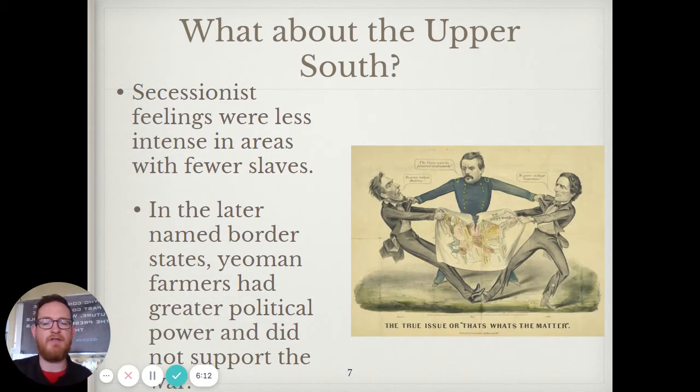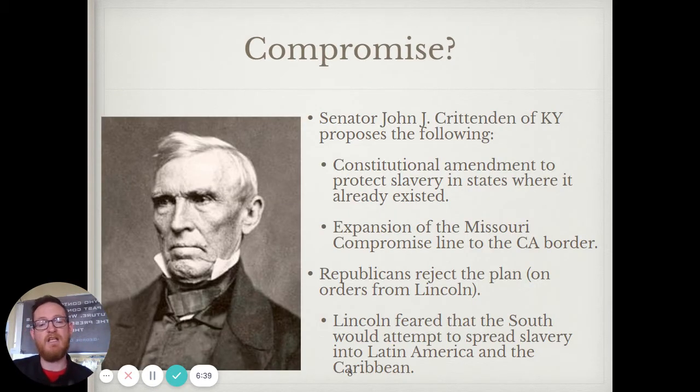So what about the Upper South? You're going to see that secessionist feelings were less intense in areas with fewer slaves. Now, Virginia did have a lot of slaves, but you're going to see Virginia is very torn on this issue of secession. In what would later be known as the border states, yeoman farmers had a lot of political power there and did not support the war. And generally, again, this is along that dividing line of people that had slaves and people that did not have slaves.